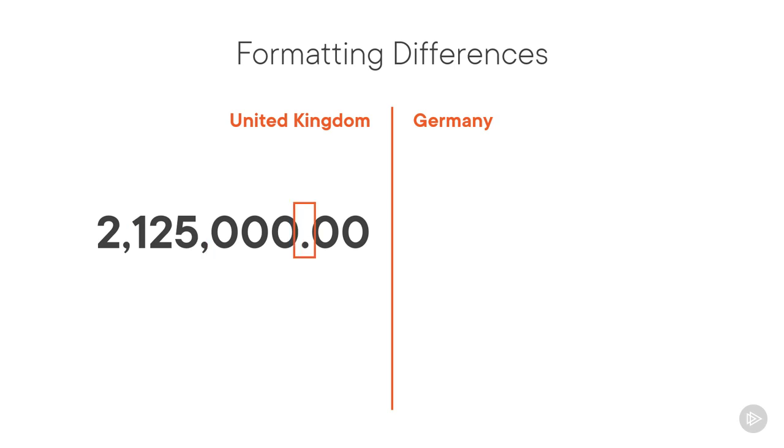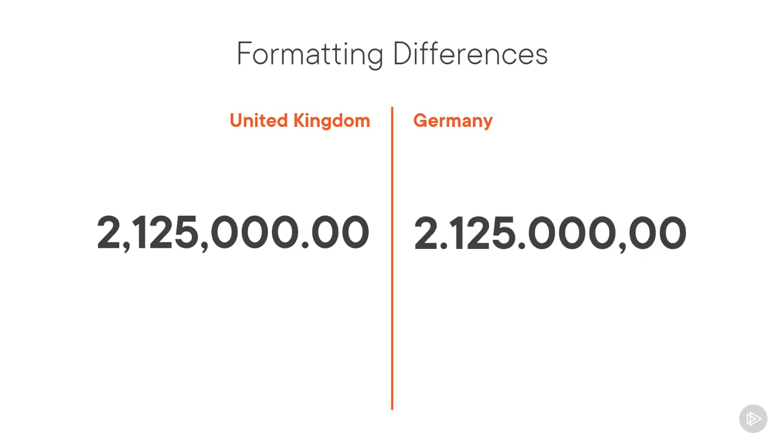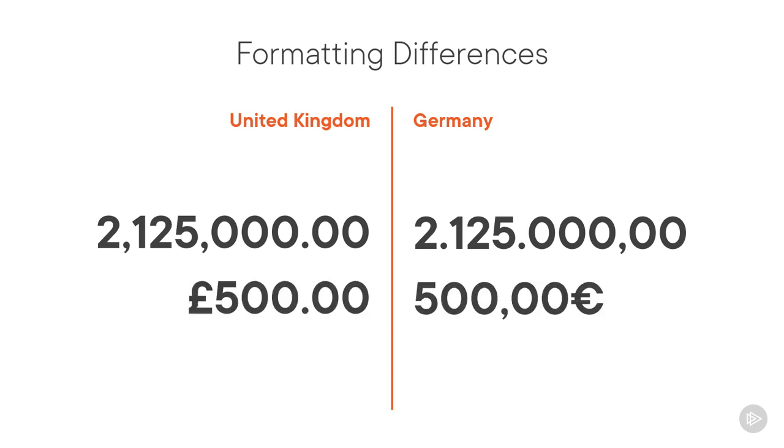We also use a dot or period character before any decimal places that appear in the number. This is not the convention in every country. In Germany, the separator characters are reversed, with the period character used as the thousands separator and the comma before any decimal places. The UK and Germany also differ in where the currency symbol appears. In the UK, the currency symbol precedes the value. In Germany, it follows after.